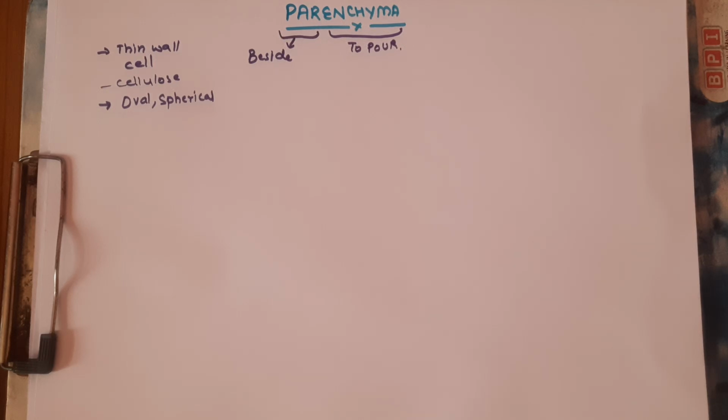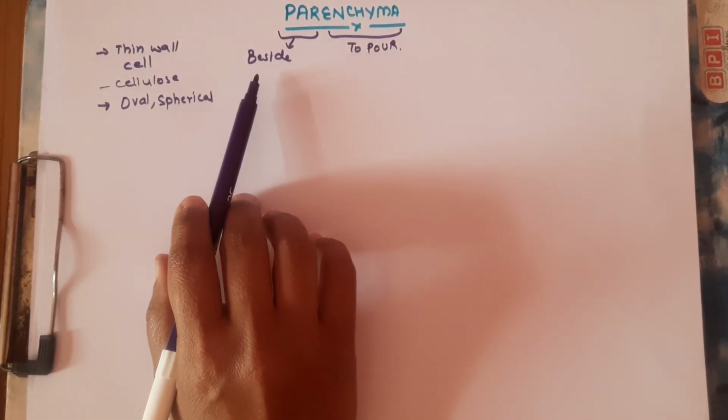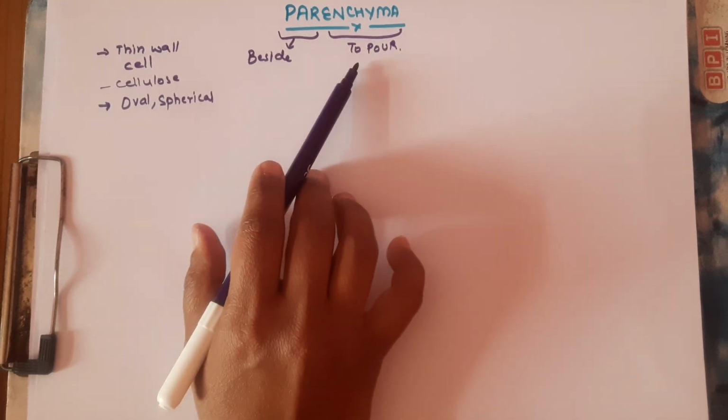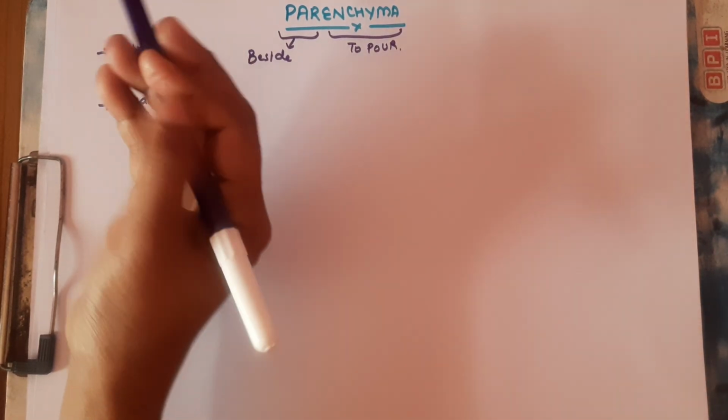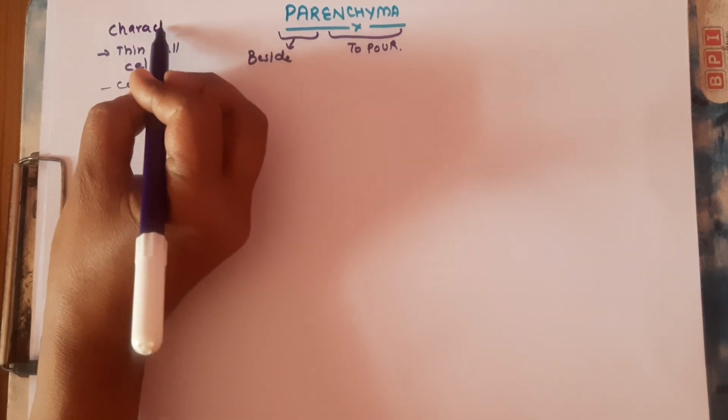Hello friends, today we are going to talk about the parenchyma. Parenchyma literally means, in the Greek, para means beside and chyma is to pour. Now let's talk about the general characteristics. What characters does the parenchyma have?